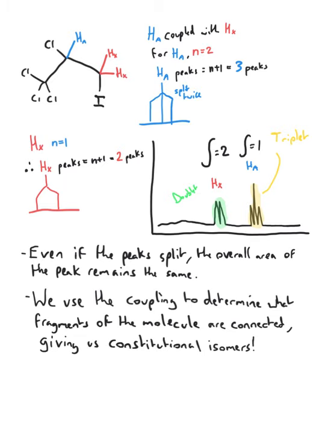This coupling is extremely useful as we can determine what fragments of the molecule are connected to what parts. Say, if we have a triplet, we know that that must be next to a carbon with 2 hydrogens. This allows us to figure out the constitutional isomer that we are looking at.